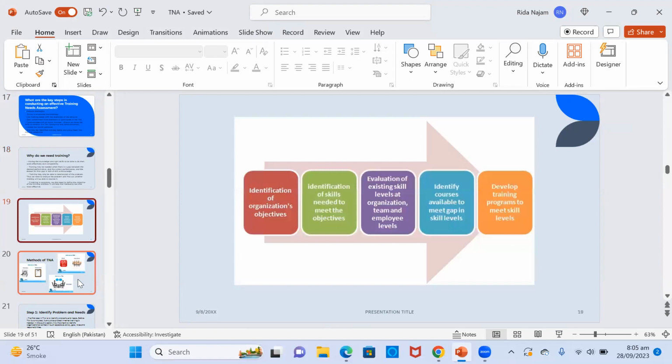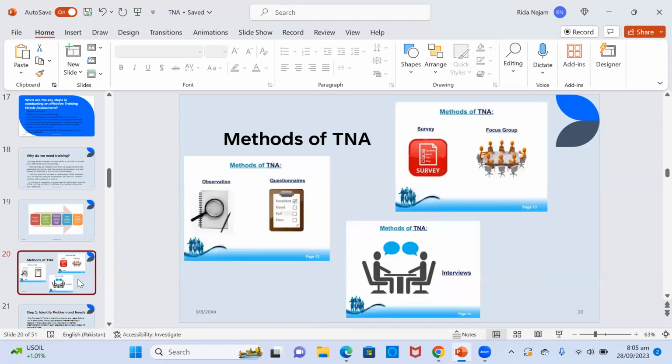So in a flowchart, it's basically going to go like number one, identification of the organization's objectives, then identification of skills needed to meet those objectives, evaluation of existing skill levels at organization, team, and employee levels, identify courses available to meet gap in skill levels, and then develop training programs to meet skill levels. So methods of TNA include observation, then there's questionnaires, interviews, surveys, as well as focus groups.